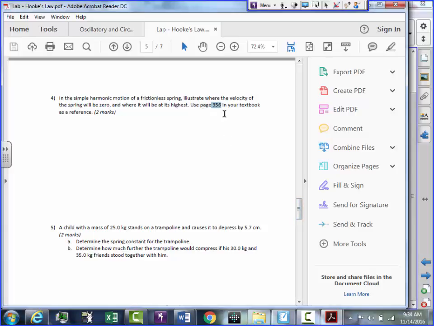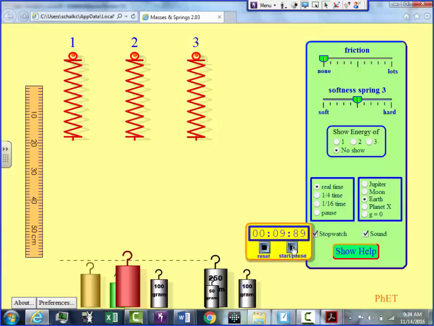Basically, there's a page in your textbook where it talks about where the velocity of the spring will be zero and where it'll be at its highest. Let's go back to the simulator here, and we'll put it in slow motion.